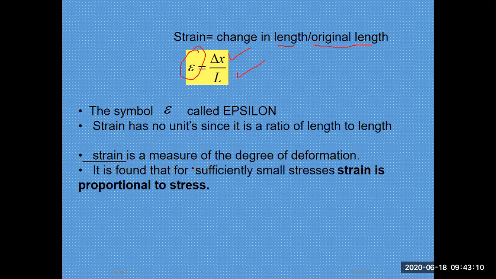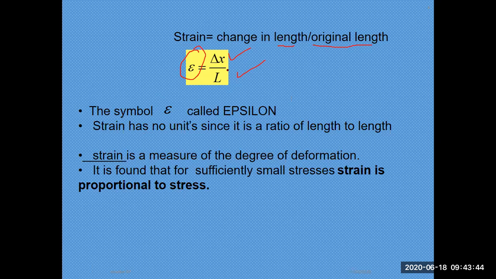Strain is a measure of the degree of deformation. The force which you have applied directly to produce such changes is called stress. And after application of that stress, the type of change, whether the length is increased, the volume is changed, or the shape is changed, that is strain. In the case of tensile strain, it is the change in length per unit length. If you look at the units of these two quantities, the units are the same.